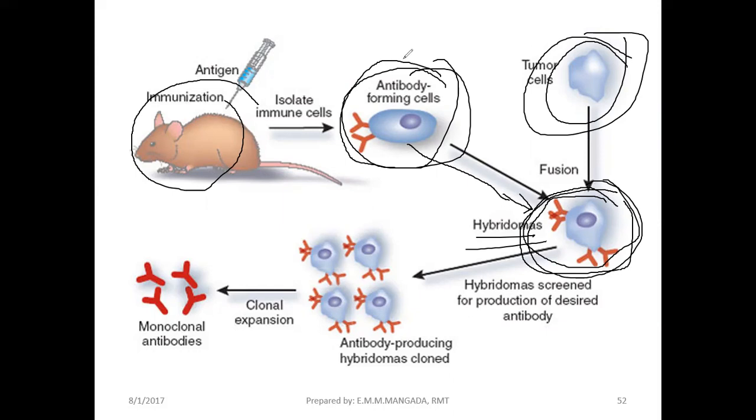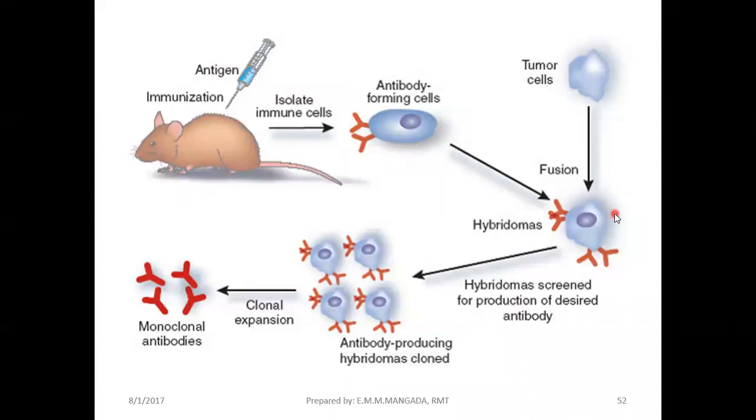Ano ba yung characteristic nitong dalawa? Guys, of course, the characteristic of your antibody forming cell is that it's capable of producing antibodies, right? So, etong hybridoma mo na to, ibig sabihin, magpo-produce din siya ng antibody kasi siya ay fusion ni antibody forming cell at tumor cell.